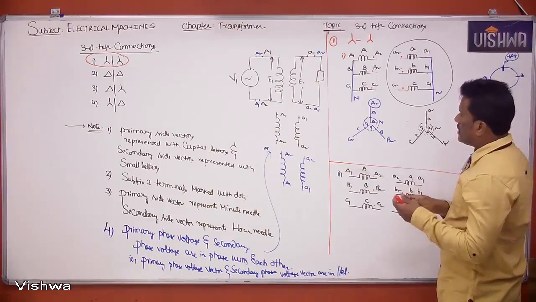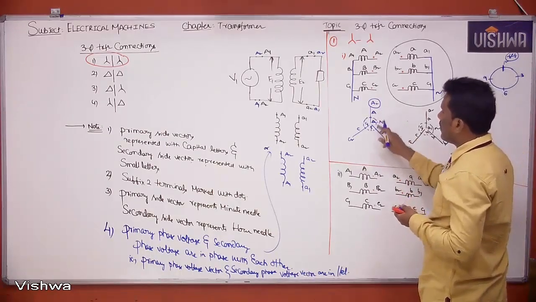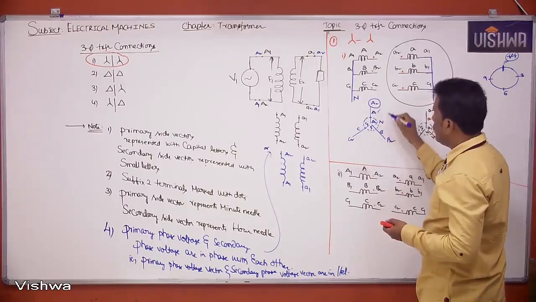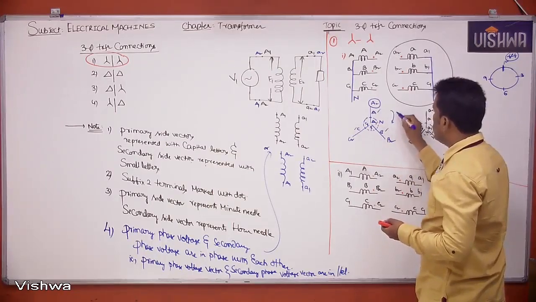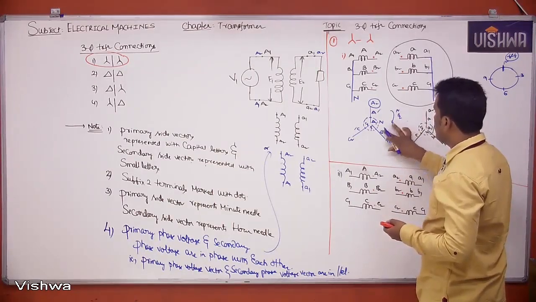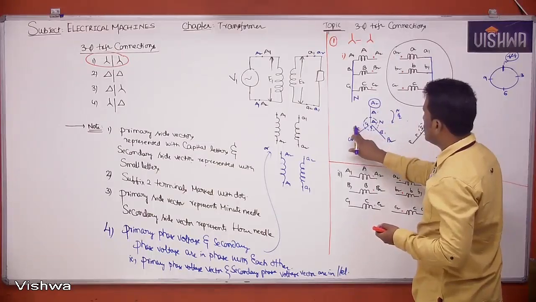Now, what is the phase sequence of your primary vector? A, B, C is the phase sequence here.